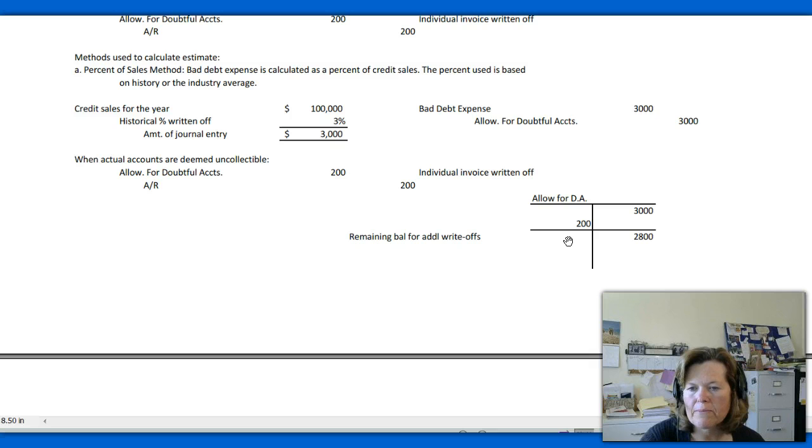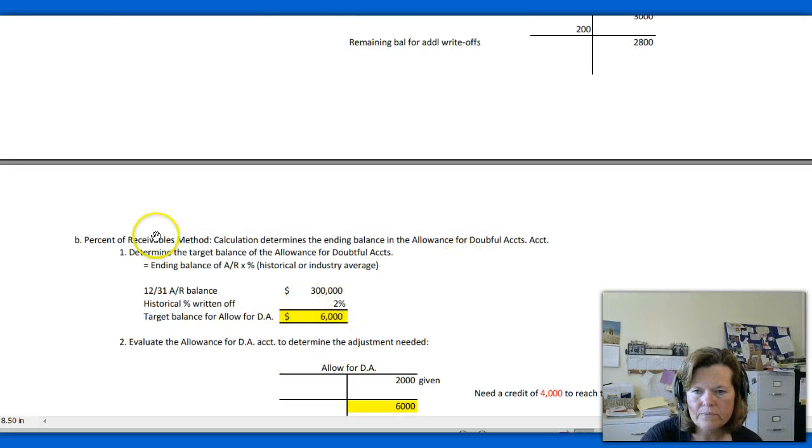You see we have a remaining balance for additional write-offs in this example of $2,800. So as additional invoices are deemed uncollectible, we can then continue to use this account to draw it down to write off those accounts. Okay.